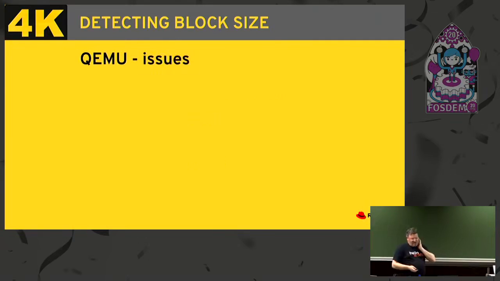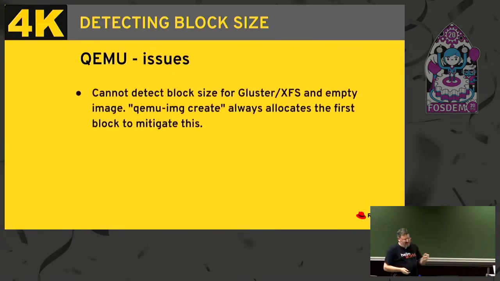Now, there are a few issues with this. One of them is that you cannot detect the block size on an unallocated block in XFS, usually when it's remote XFS over Gluster. This was fixed by changing qemu-img create to always allocate the first block. So when you create a new image with qemu-img create on oVirt 4.3, you will get this issue fixed. So we are not affected.